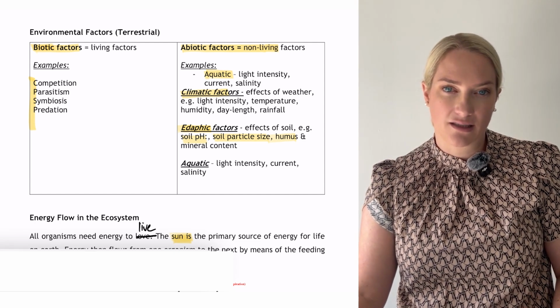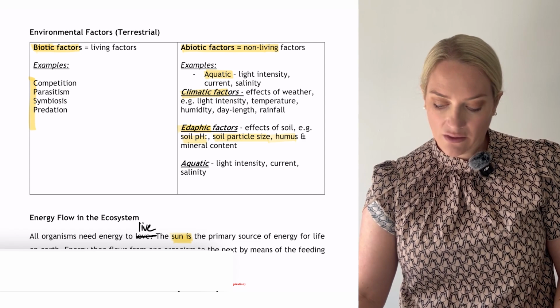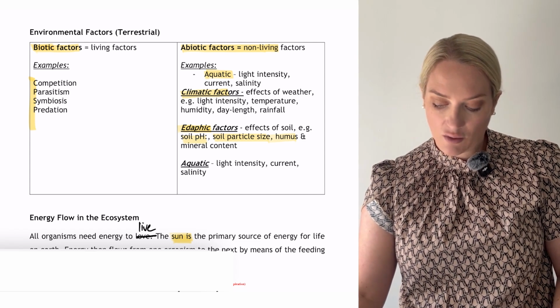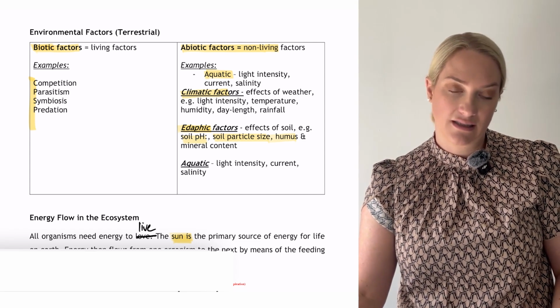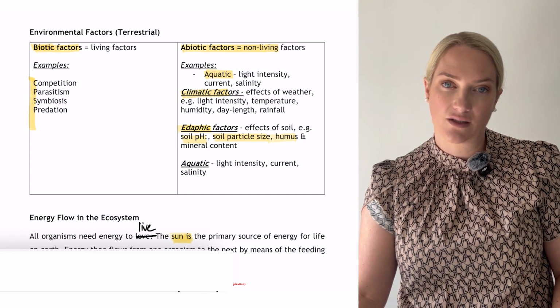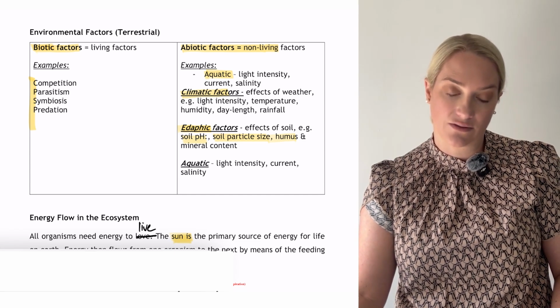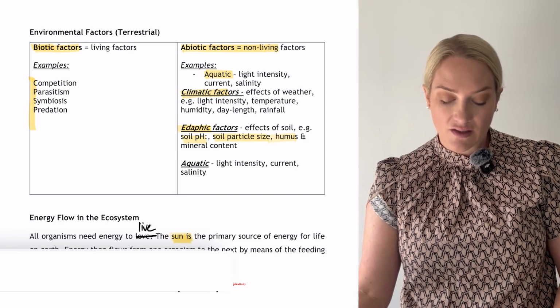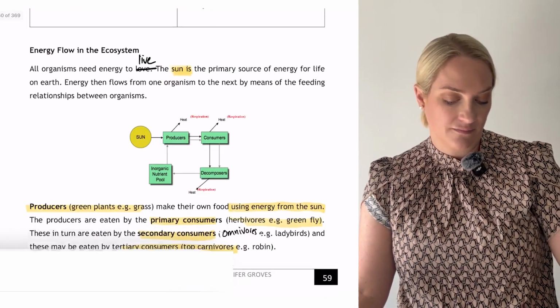Edaphic means anything related to the soil. So you may look at soil pH, soil particle size, humus and mineral content. And again, you may look at that in a bit more detail when you do the study of a grassland ecosystem. So now we're looking at energy flow in the ecosystem.